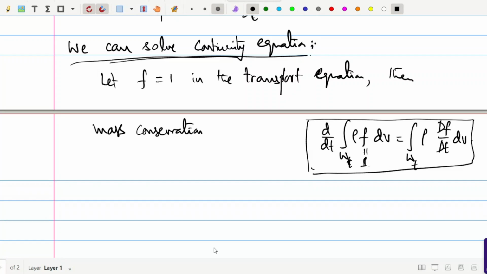Now you are putting inside not just dv. F equal to 1 means you have a rho. The rate of change of mass is basically what you have, and the right hand side, because of f equal to 1, is 0. It's nothing but your equation of continuity. So this is the transportation theorem with f equal to 1.